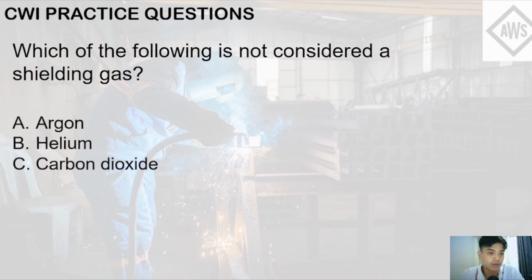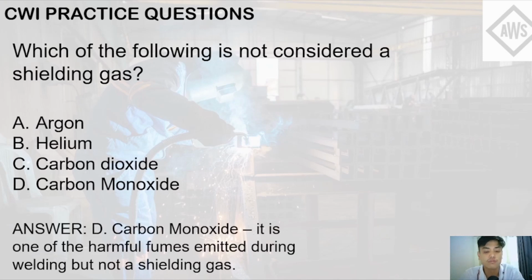Argon, helium, carbon dioxide, carbon monoxide. So one of the basic traits of a shielding gas is that it needs to be inert. So argon, helium, carbon dioxide are normally used as shielding gas for a lot of processes, basically for GMAW, GTAW. For SMAW, it also has a shielding gas, which is generated from its flux or electrode coating. So the answer here is carbon monoxide. It is emitted as one of the harmful fumes or gases during welding, but it is not considered a shielding gas.